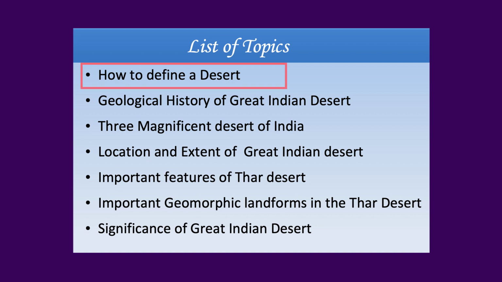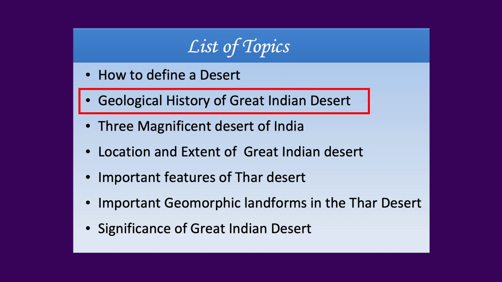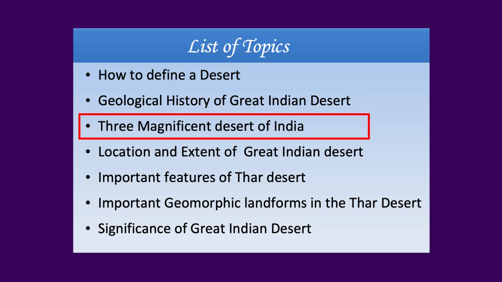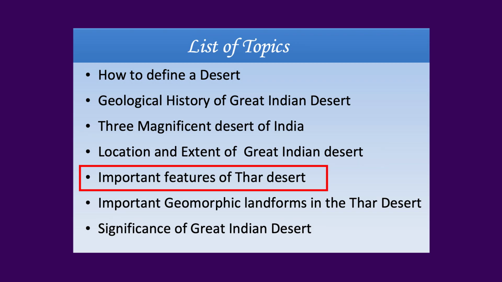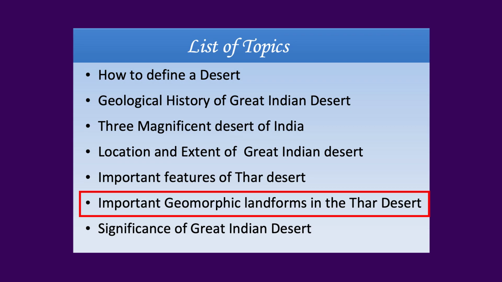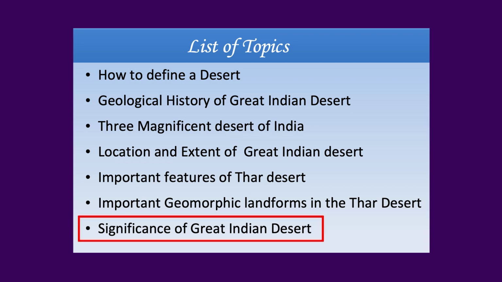Topics covered under this content are as follows. First, defining a desert region. Geological history of the Great Indian Desert, the three magnificent deserts of India, location and extent of the Great Indian Desert, important features of the Thar Desert, important geomorphic landforms in the Thar Desert, and finally, the significance of the Great Indian Desert.